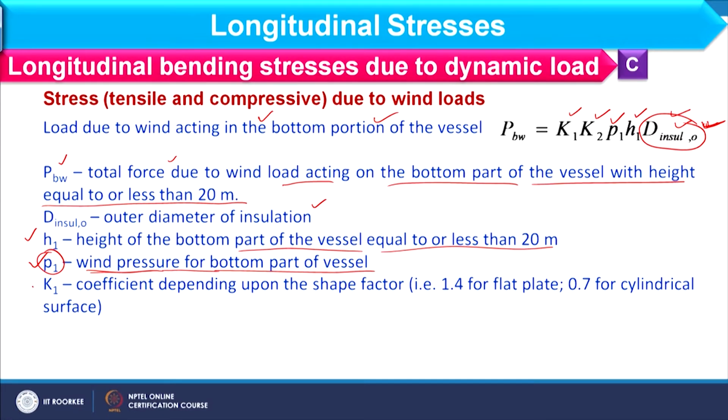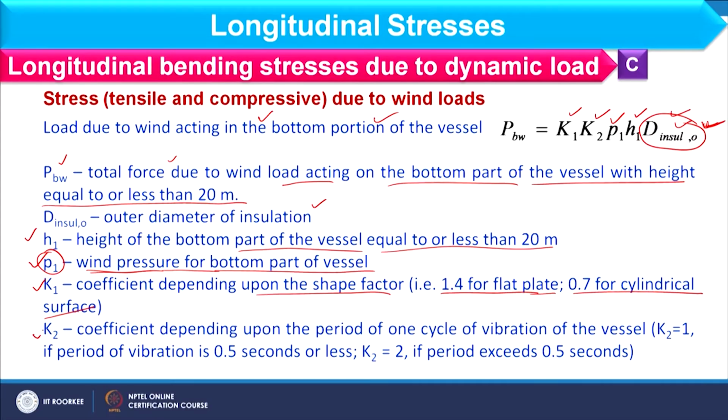And next we have the K1 coefficient. It depends on the shape factor, like 1.4 for flat plate, 0.7 for cylindrical surface. Okay. So, usually tall vessels have a cylindrical surface or cylindrical shell. However, in some cases, if I am having a flat plate also, like a rectangular type of vessel, in that case K1 should be counted as 1.4.